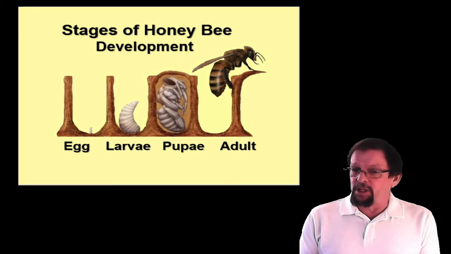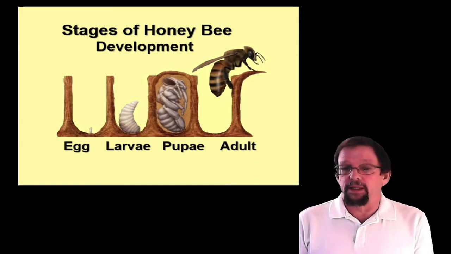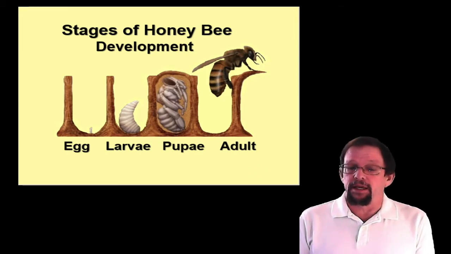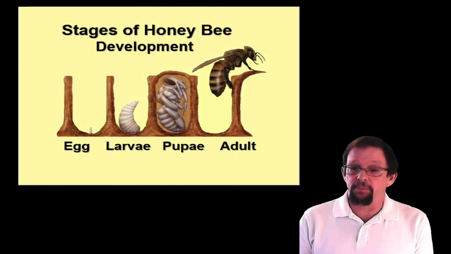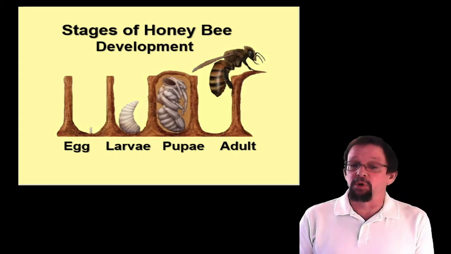The stages of development of a honeybee. The queen lays the egg. As the egg matures, it hatches and becomes a larva. As the larva matures, it gets capped and goes through a metamorphosis as a pupa and emerges as an adult bee.